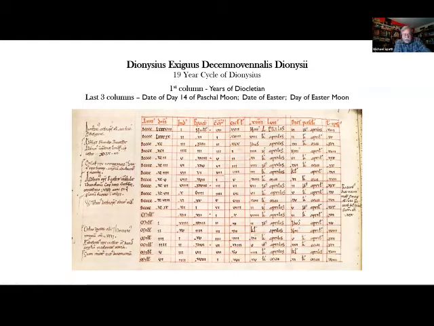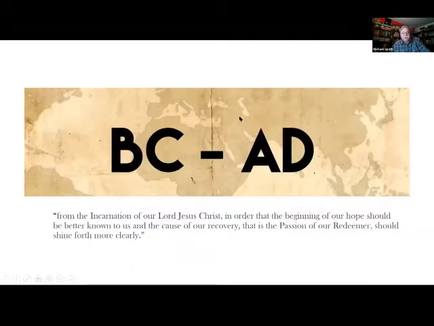The Julian calendar had numbered years from Rome's founding, but Dionysius had a different idea, numbering the years from the incarnation of our Lord Jesus Christ, in order that the beginning of our hope should be better known to us, and the cause of our recovery, that is, the passion of our Redeemer, should shine forth more clearly. So this is when he proposed BC, before Christ, and Anno Domini, AD, in the year of our Lord Jesus Christ. AD, as you know, doesn't mean after the death of Jesus. It means Anno Domini, in the year of our Lord. So he creates the Christian era calendar that we follow today.